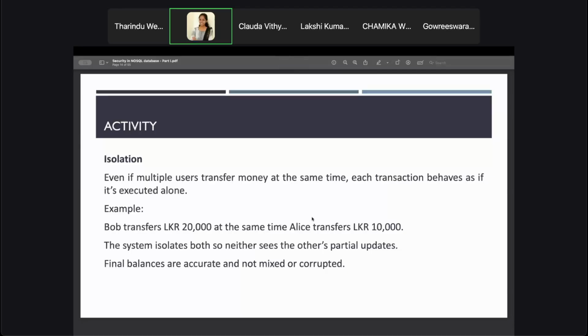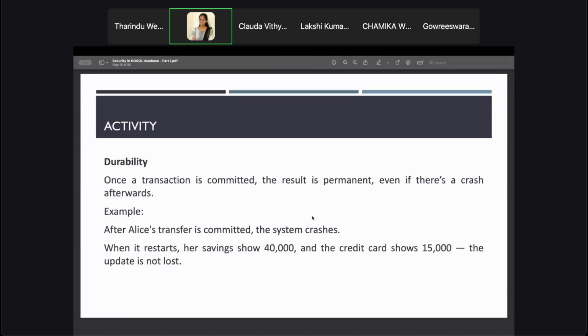Finally, the durability. After commit, even if the system crashes, the data cannot be lost. Exactly. Once Ally finishes her transaction and commits it, Ally's savings account will have 40,000 and let's assume the credit card has 15,000. When there's a system crash and you restart the computer, the savings should still be 40,000 and the credit card balance should be 15,000. So this is what durability means.